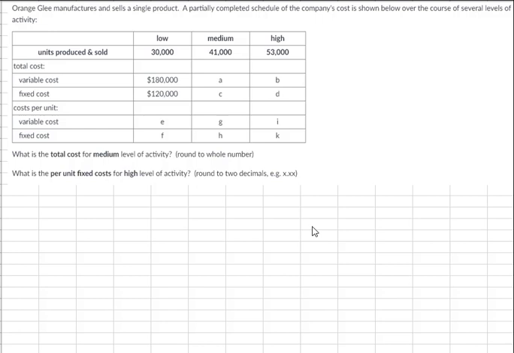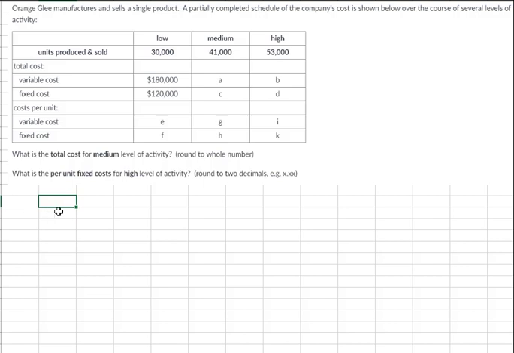We're going to work on Orange Glee here. We have two different questions. One is the total cost at the medium level, and the other is the per unit fixed cost at the high level. So let's do the first one.